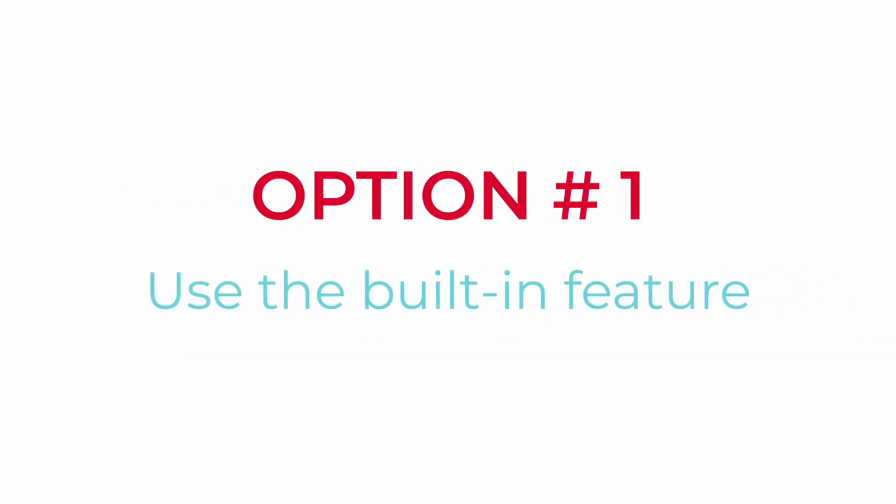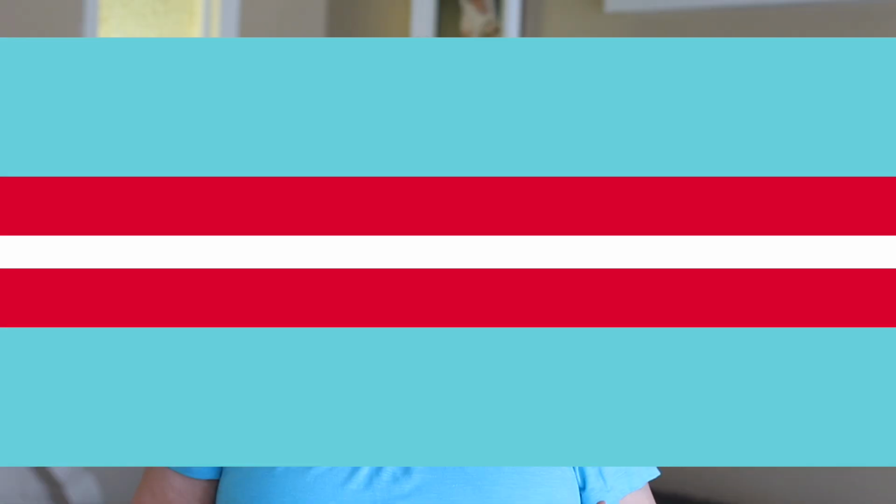Option number one, use the built-in feature for each platform. This is by far one of the easiest things that you can do. So whether you're creating an Instagram Reel, Facebook Reel, TikTok, or YouTube Shorts, all of these platforms have built-in captioning features. Yay! This is something that we've been asking for so long, and it is really, really easy. Now, in my own dream world, I wish that they were the same on every platform, but we haven't quite got there yet. So let's just walk through really quickly how to do this on each platform.